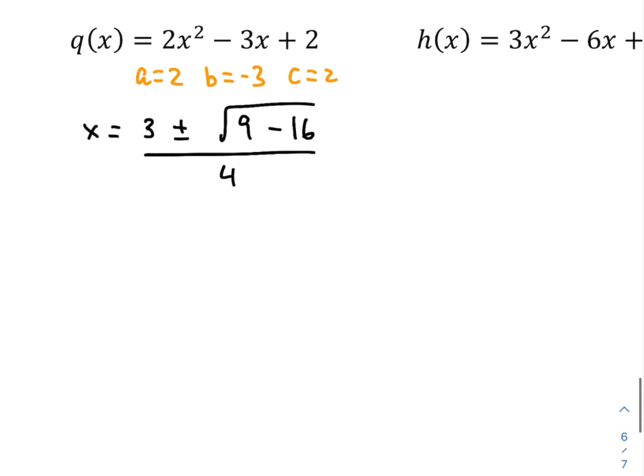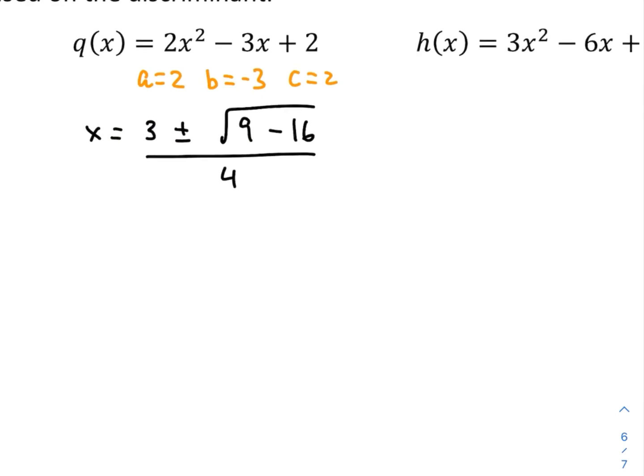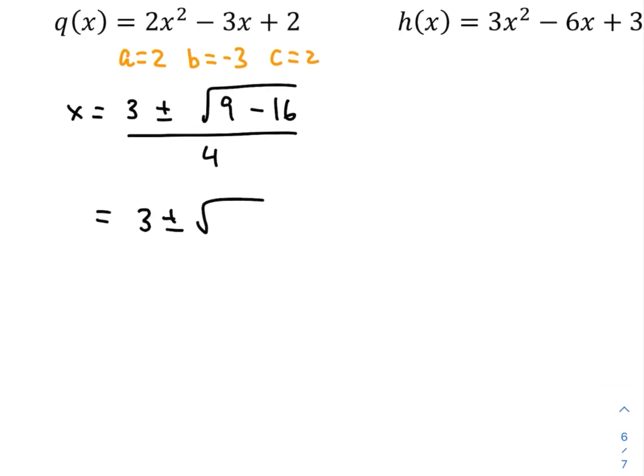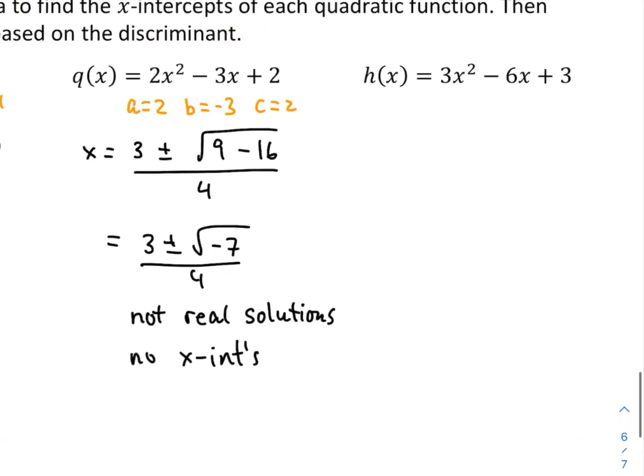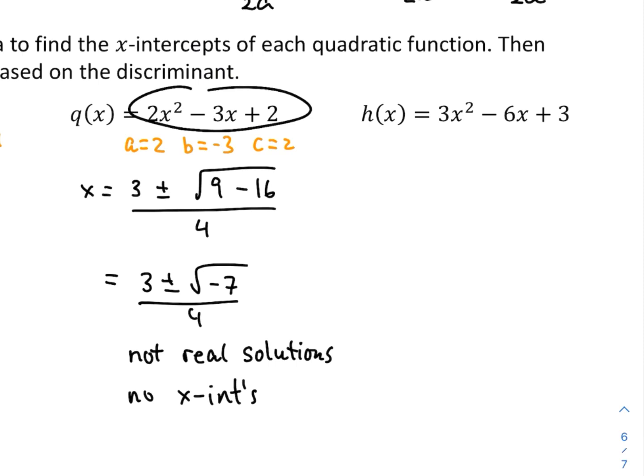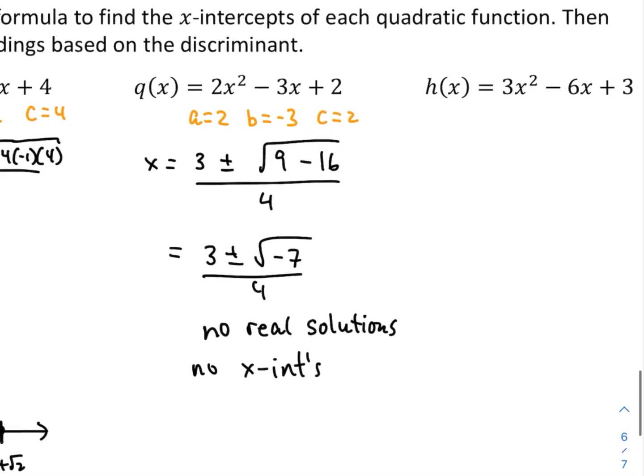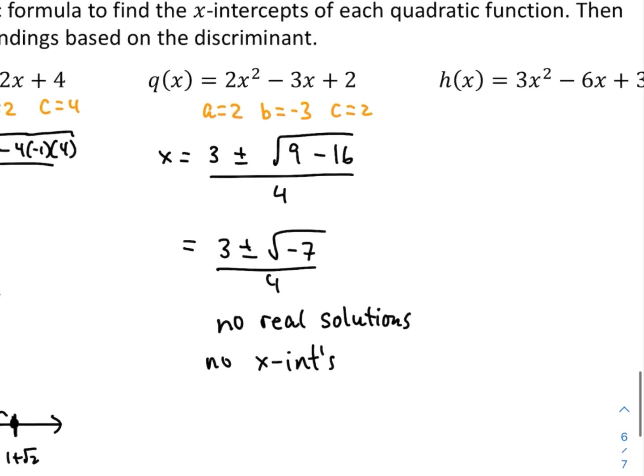Now, as soon as we see that we have a negative inside that radical, 3 plus or minus the radical negative 7 over 4, we say these are not real solutions because you can't do square root of a negative. So we say there's no x-intercepts. This is a case where when you graph this particular parabola, you're going to see that it does not touch the x-axis at all. Okay, and so when the discriminant is negative, it means we don't have any x-intercepts. In other words, if the discriminant is positive, we have 2 x-intercepts, which we saw in the first case.